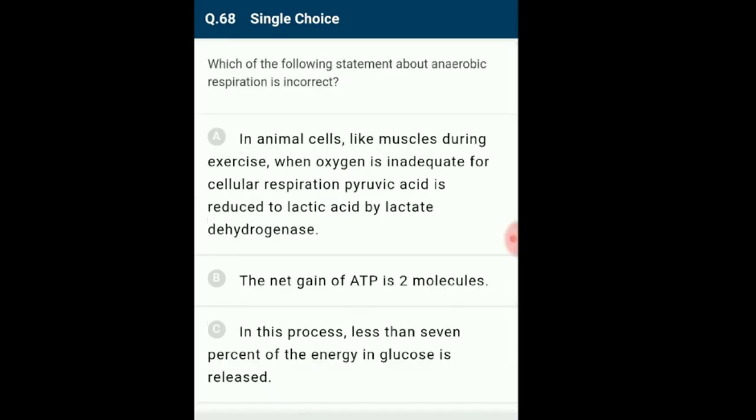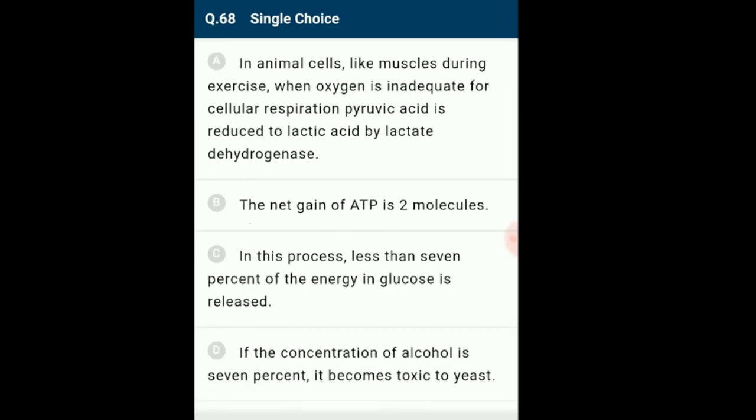Question number 68. Which of the following statements about anaerobic respiration is incorrect? Yeast poison themselves to death when the concentration of alcohol reaches about 13%. Here option D is the incorrect one. If the concentration of alcohol is 7%, it becomes toxic to yeast. So that is the incorrect statement about anaerobic respiration.